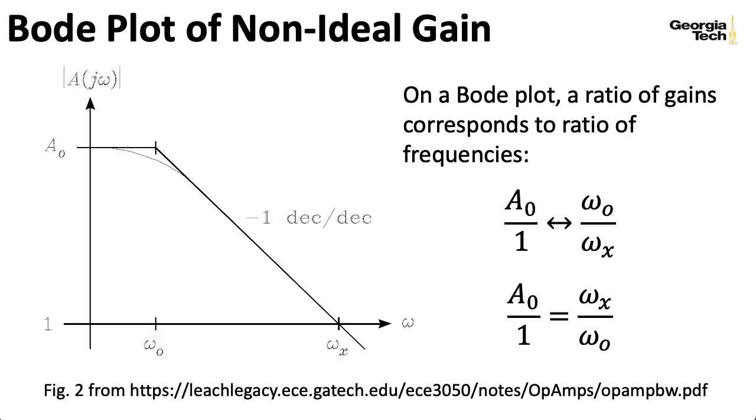And if we think about Bode plots, a ratio of gains corresponds to a ratio of frequencies. So if we wonder how this particular ratio of gains corresponds to this particular ratio of frequencies, remember omega x equals A naught times omega naught. So I could divide both sides of that original expression by omega naught and wind up with something like this. So we see they have this reciprocal relationship. So the slope here goes downward.